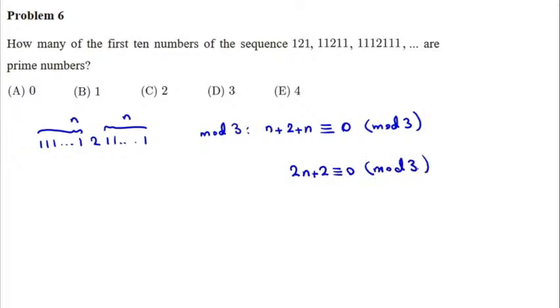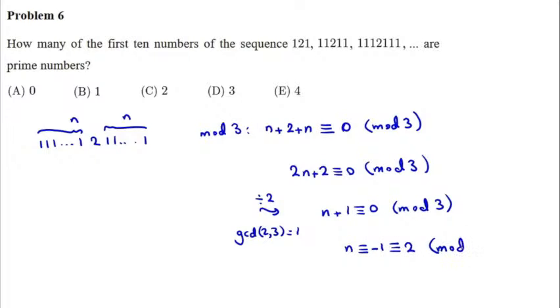You should know the rules in congruences, in modulus. You can divide by 2. Why? Because 2 and 3 are coprime numbers. The GCD of 2 and 3 is 1. If it were not 1, you should divide the modulus 3 by that GCD. These are some basic things in modular arithmetic that you should know, also useful in AMC and other parts. So n mod 3 will be -1, which is 2 mod 3.